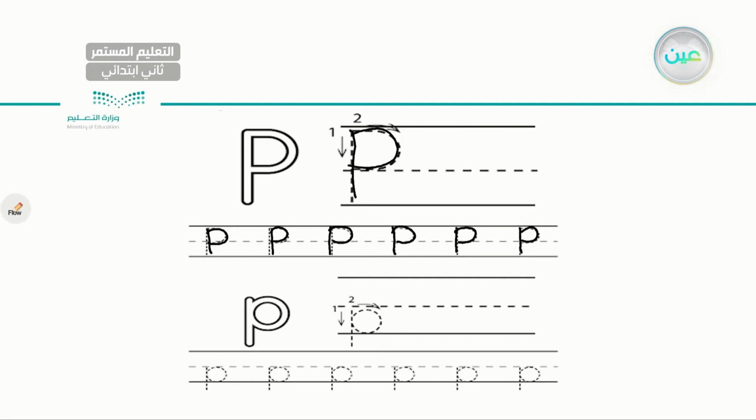Let's go ahead and write the small p. Make sure you are writing between these specific lines. P, potato, penguin, pie. Very good. So we have letter P. Let's go to the next letter.